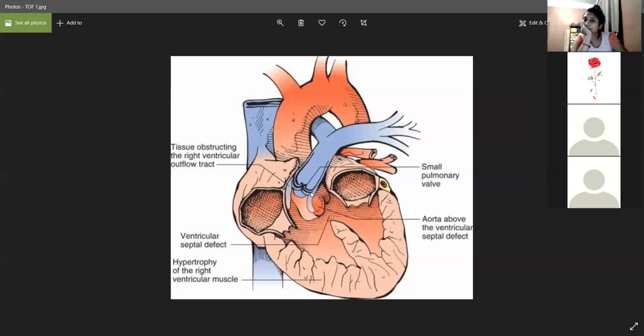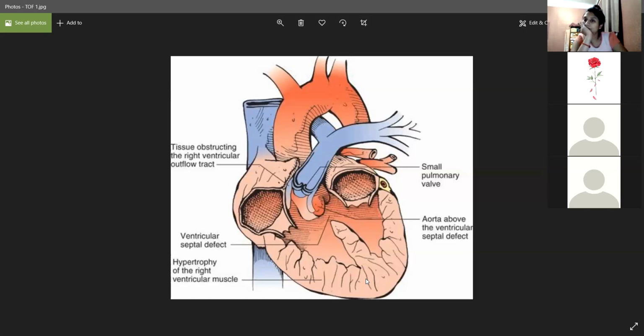Understanding that the valve is now small, or even if there is no pulmonary stenosis, the right ventricular outflow tract is now blocked or obstructed. It means that there is some form of pooling of blood in the right ventricle, which causes these tissues to, of course, compensate by undergoing hypertrophy. That is why you see right ventricular hypertrophy.